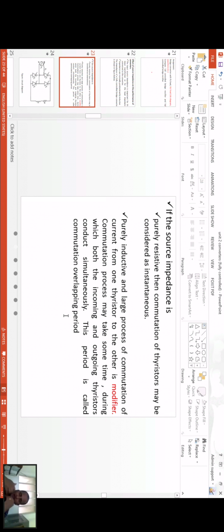It means there is an overlapping between them. There is an overlapping in this angle, when both the thyristors are conducting. That angle is known as the overlapping angle mu. As all the thyristors are conducting during this period, Vs is absent and VL, the load voltage, equals 0.